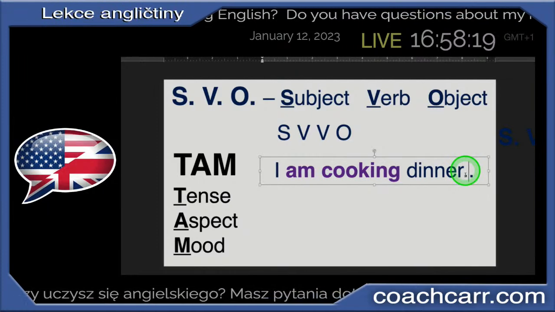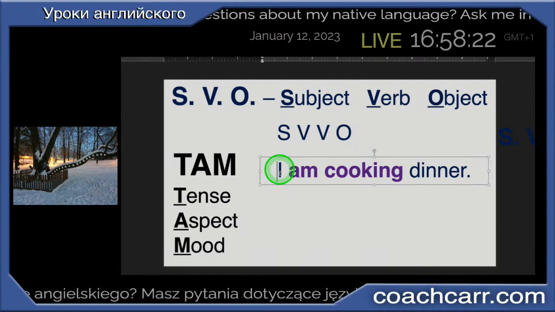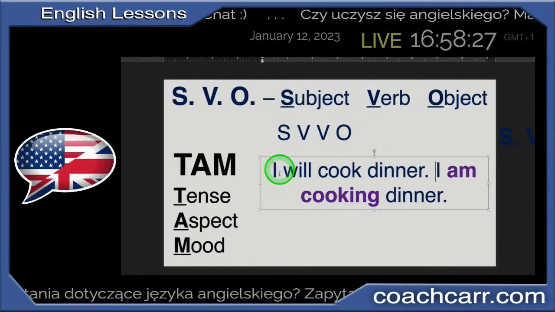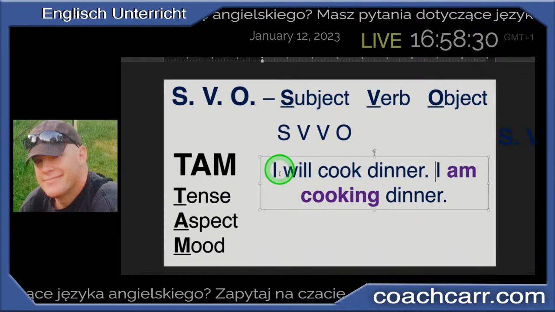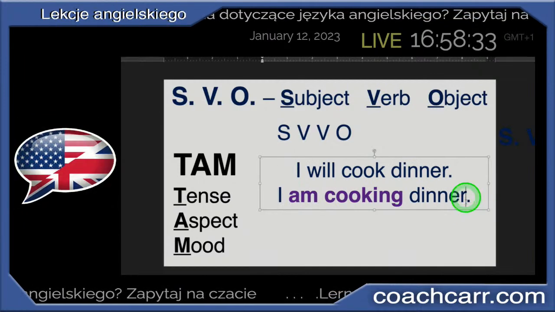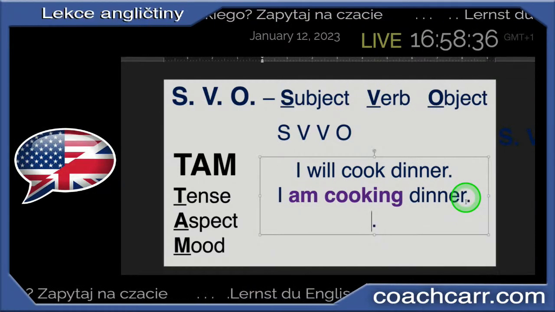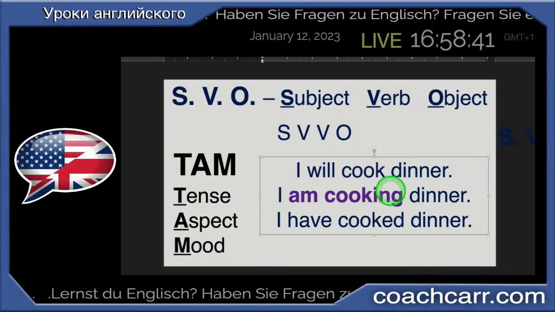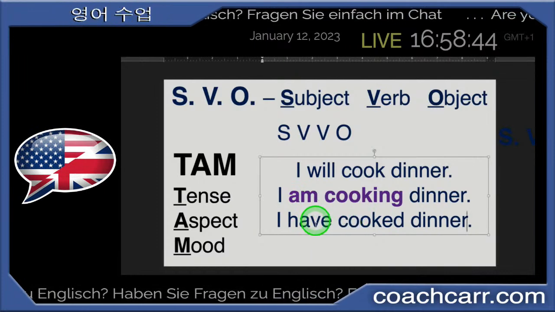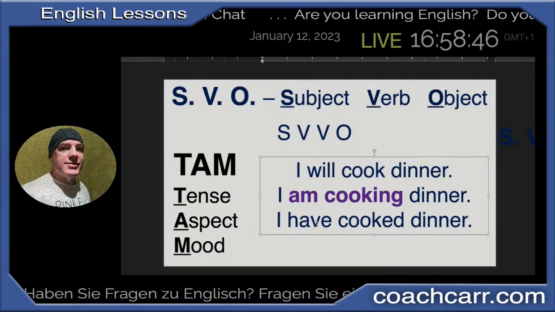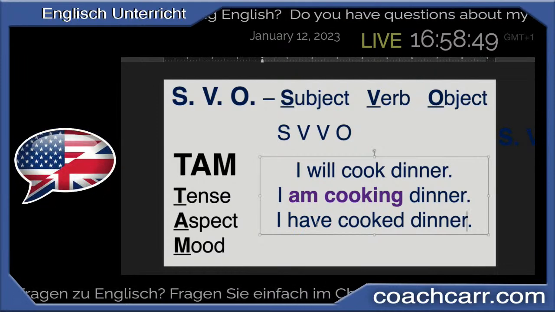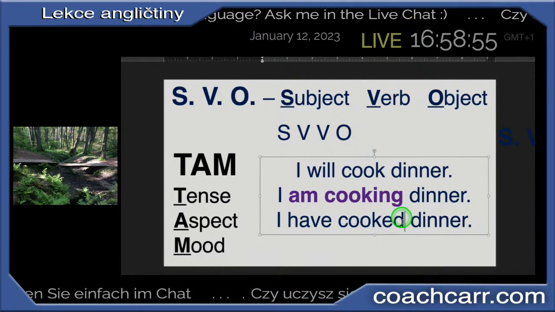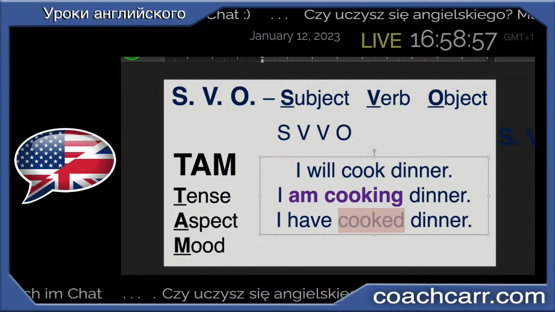So you can predict the future. I will cook dinner. I am cooking dinner. And then what's very common, I have cooked dinner. Now, the name for this includes the word perfect. I don't know what is perfect about this. Present perfect. There's nothing perfect about this, and it's not even that present.